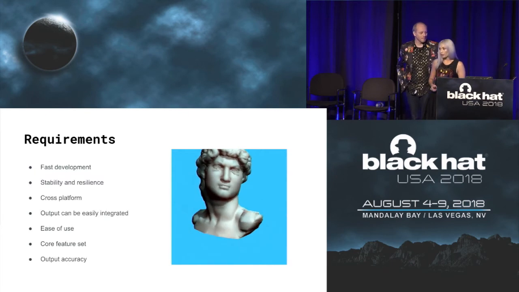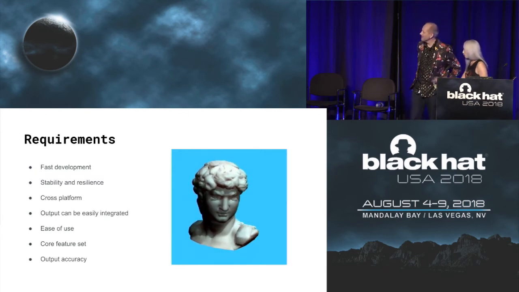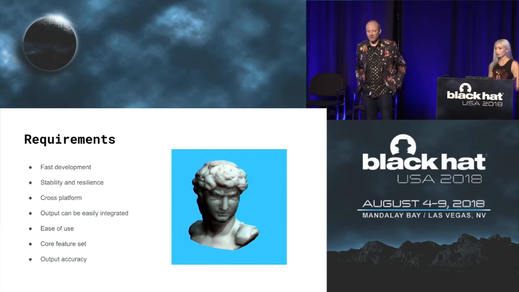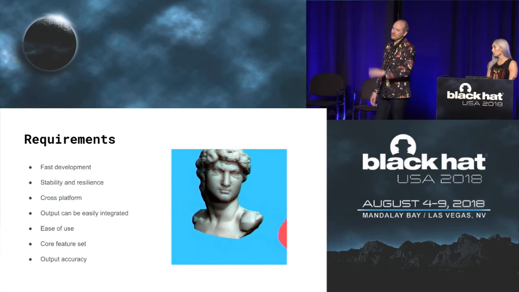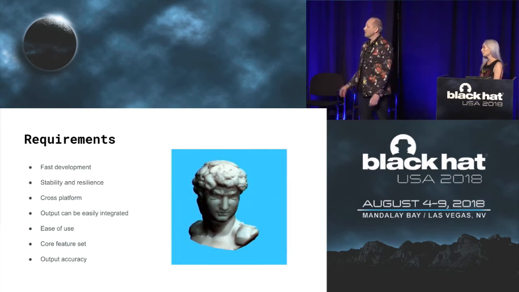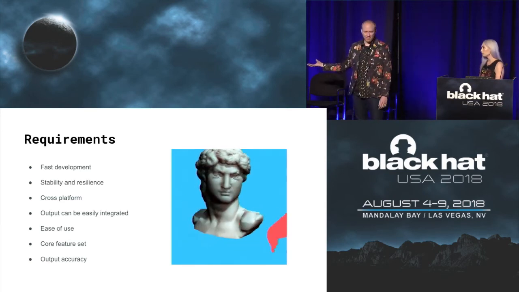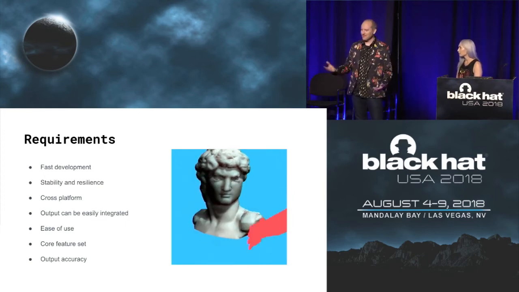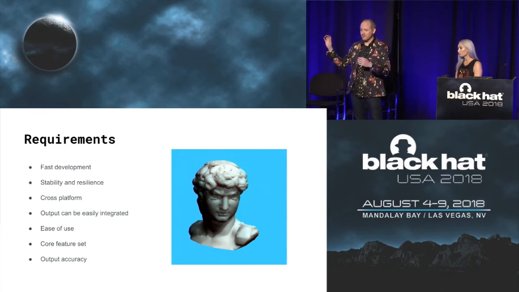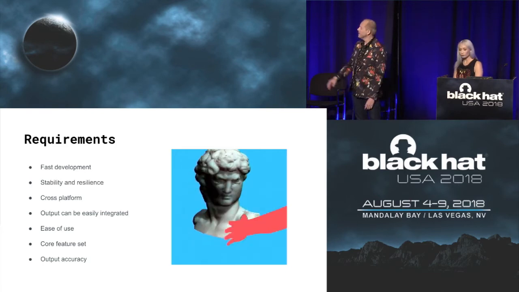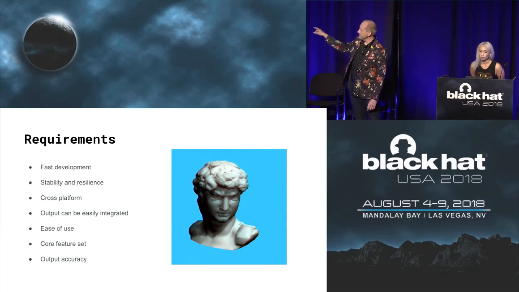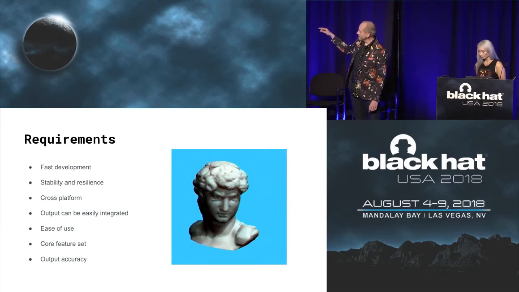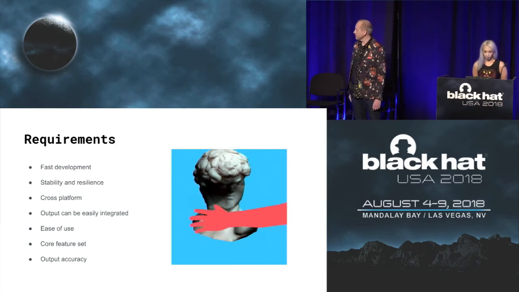But we found out that we needed these specific requirements. As I said before, we needed stability. We also needed cross-platform because we're developing on Macs, running stuff on Windows, running stuff on Linux, et cetera. We wanted output that we could actually read. If you saw Halvar's talk, he was talking about this a little bit, like outputting a control flow graph that you could actually read in another tool would be really cool. So that was an important thing for us. Then ease of use, depending on if you think disassembly is easy, and a core feature set that's on par with some of the other tools that are out there.